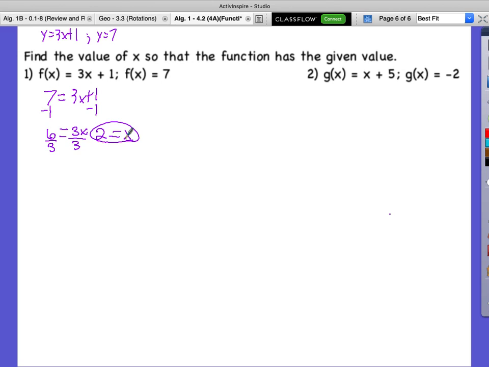Very good, okay? So we just solved the equation like we would have before, okay? So we plug in 7 for f(x) and then we solve the linear equation. Question on that first one? Can I get a volunteer to do the second one?